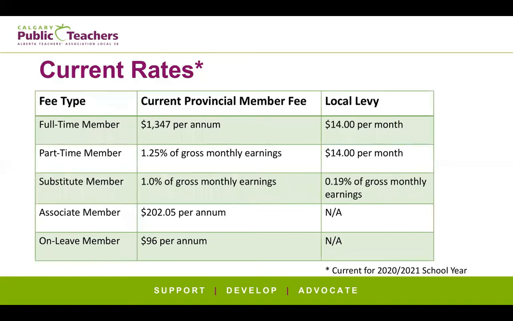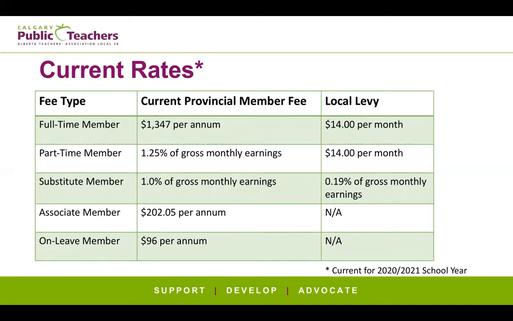So the current rates as of the 2020-2021 school year are, for a full-time member, $1,347 per year. For Calgary Public, your current local levy this year is $14 per month. Part-time members are charged 1.25% of their gross monthly earnings as a provincial membership fee. The local still charges a $14 per month fee to part-time members, regardless of their FTE.